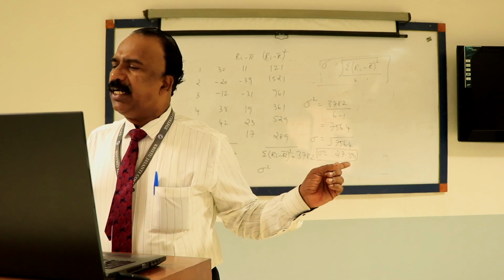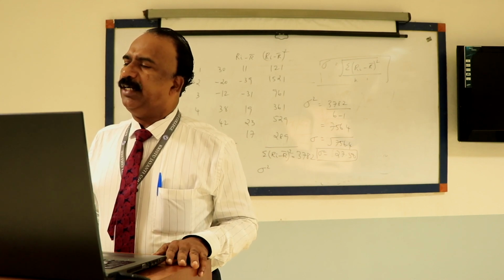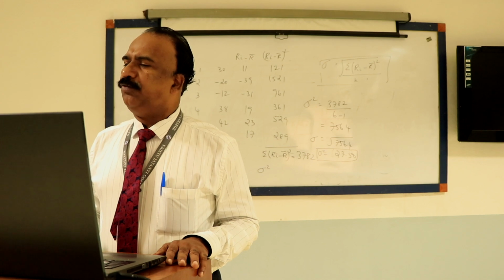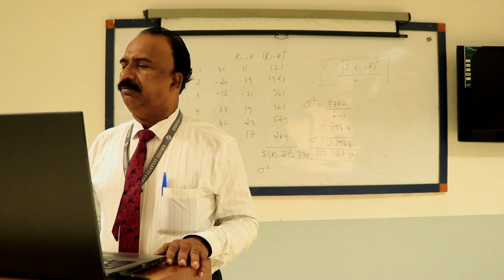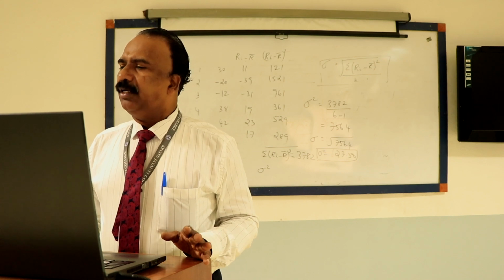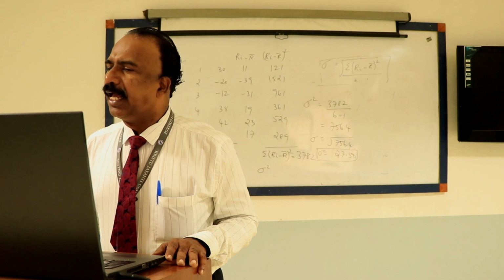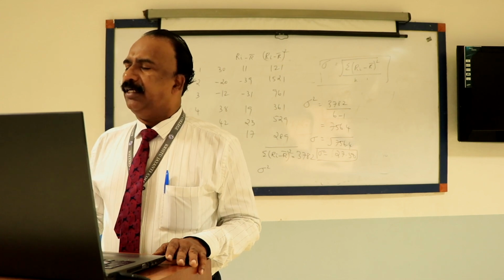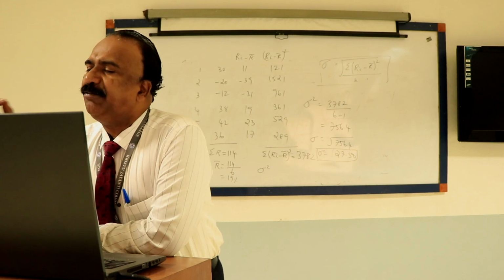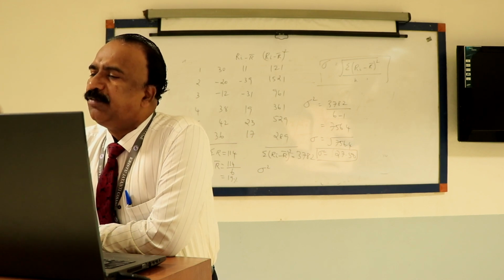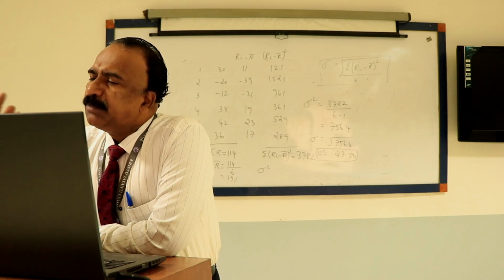Here the value is 27.5. So what do you interpret? The standard deviation of this particular stock return is 27.5. That's all, you cannot have any further interpretation. Why? Because standard deviation is an absolute figure. It is not a relative figure. It is an absolute figure. Absolute figure means you cannot take any kind of inference from this particular value.